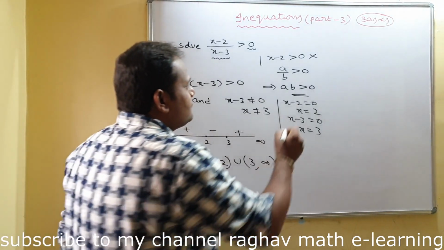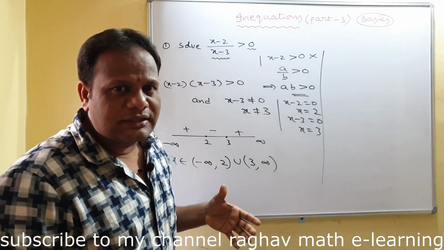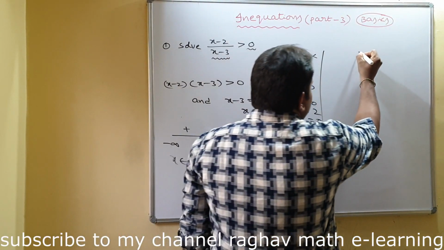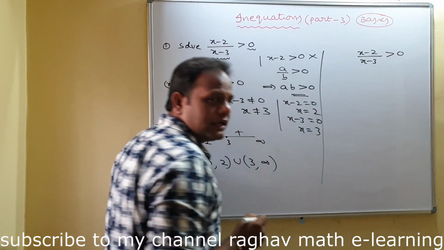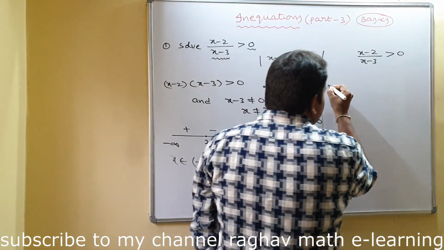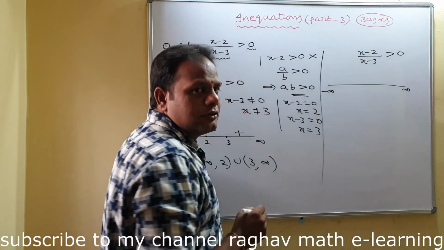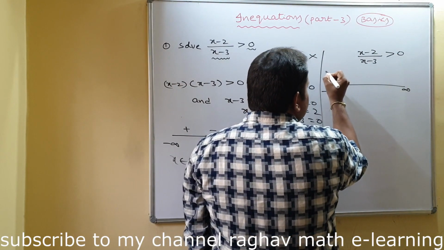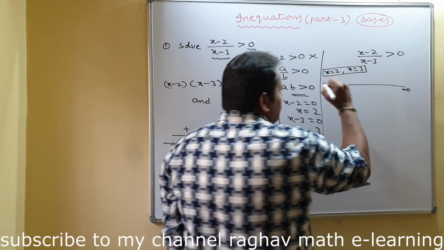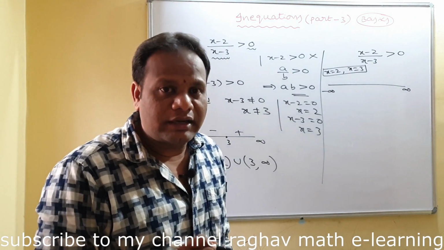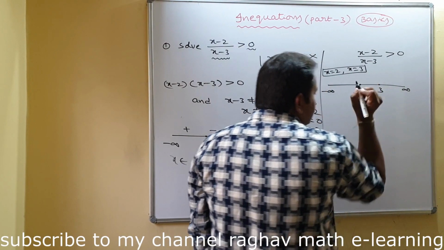See, for this we can also give the answer directly. Now I give you that method. Suppose x minus 2 by x minus 3 greater than 0. Now you take the real line, minus infinity and infinity. Here x minus 2 equal to 0, we take x equal to 2. x minus 3 equal to 0, we take x equal to 3. Plot these numbers on the real line in increasing order, 2, 3.